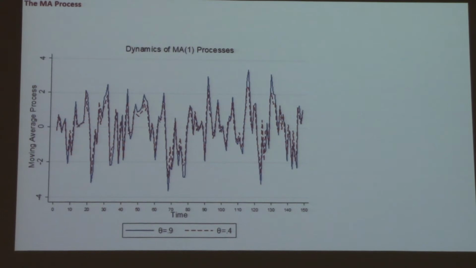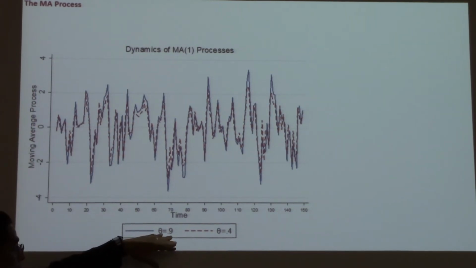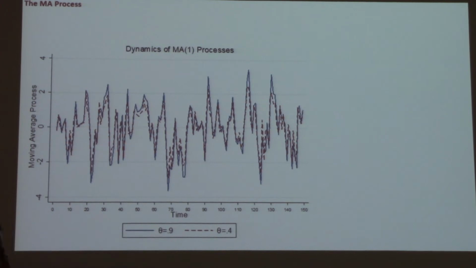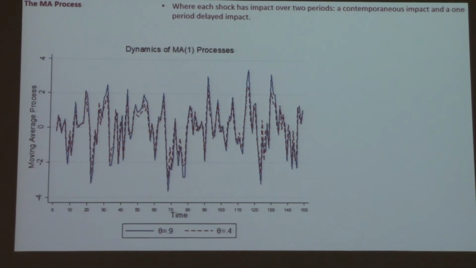And what I did was I constructed these using a simulator. There's this data simulator you can use in Stata, and it'll construct a moving average process with theta equal to 0.9. In this case, theta equal to 0.4. And as you can see, theta means our error term has a shock over 2 periods, the current period and the delayed period. They're pretty similar. A pretty high theta of 0.9 compared to a moderate theta of 0.4 results in pretty similar processes.